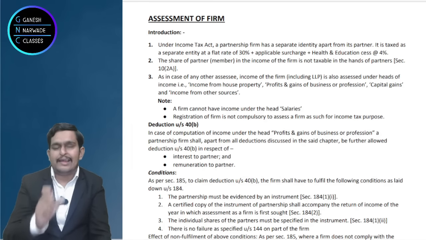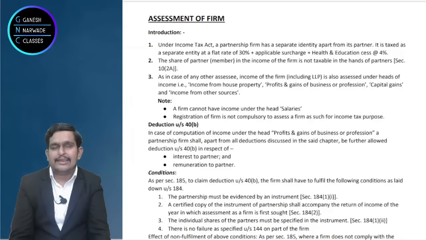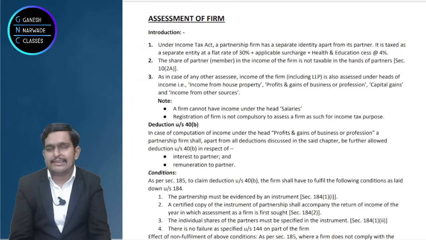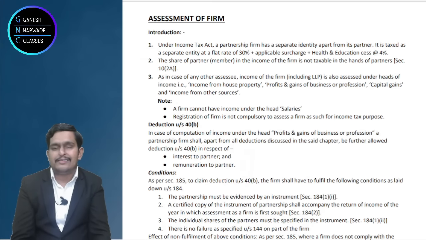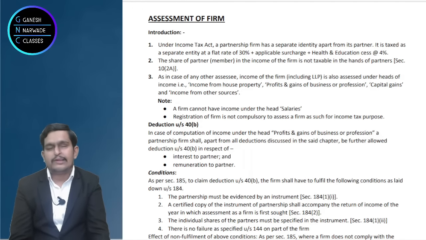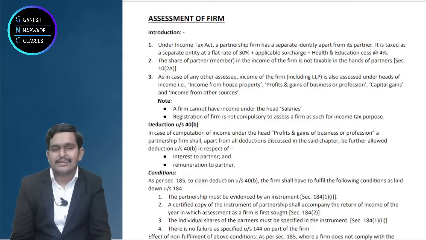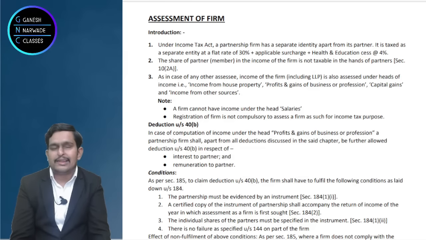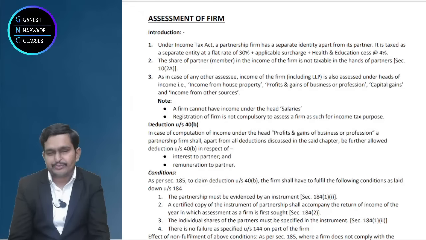But additionally, they get deductions under section 40B. Additionally, they get deductions under which section? Section 40B. Interest paid to partners and remuneration paid to partners. So under 40B, what are the two deductions? Interest paid to partners and remuneration paid to partners. These two are claimed as deduction.